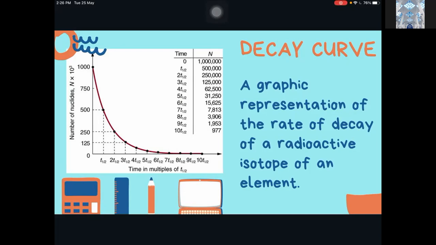Let's take a look at the example. At time zero, the initial number of nuclei is 1 million. After the first half-life, the number drops to 500,000. It's supposed to be a number here, but since this is an example, let's say the first half-life is 55 seconds. The substance decreases to half of its original number, and that is the half-life. In this case, it dropped from 1 million to 500,000, and it continues from 500,000 to 250,000. That is the concept of the decay curve.